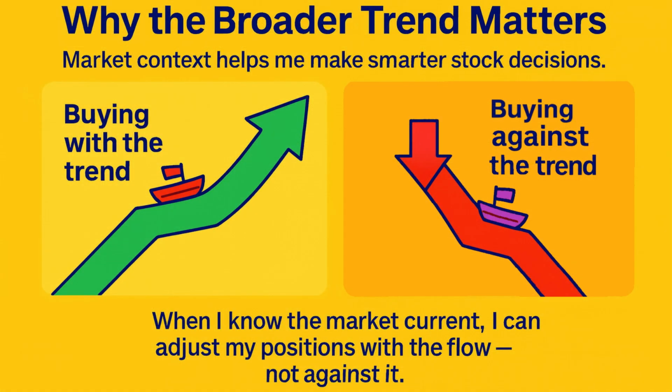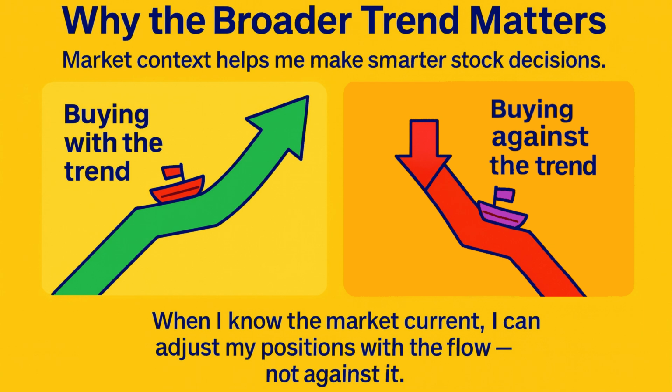Now, you might ask, why do I spend time looking at the broader trend first? It's because the overall market direction gives me the context for every decision I make. If the S&P 500 is in a strong uptrend, most stocks will naturally follow that momentum. It's like swimming with the current. But if the market is correcting or starting to roll over, even strong individual names can get pulled down temporarily. So by understanding the bigger picture first, I can make smarter choices when I look at individual stocks.